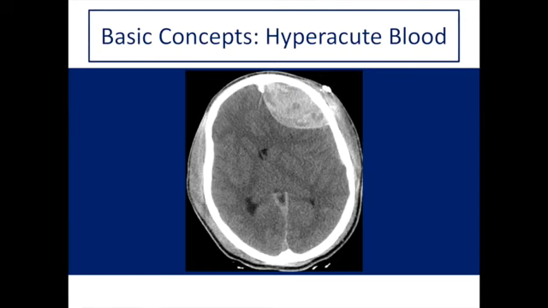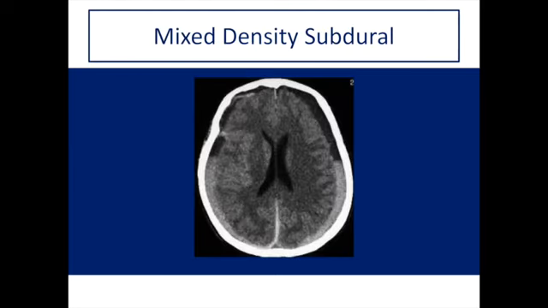Some people refer to this appearance here as a swirl sign, but the name of the sign doesn't matter so much. If you understand the basic principle, that the areas of low density here represent hyperacute or ongoing bleeding, you'll be fine. If we apply this further, here we have a picture of a subdural hematoma along the left that is mainly low density but also high density inferiorly.